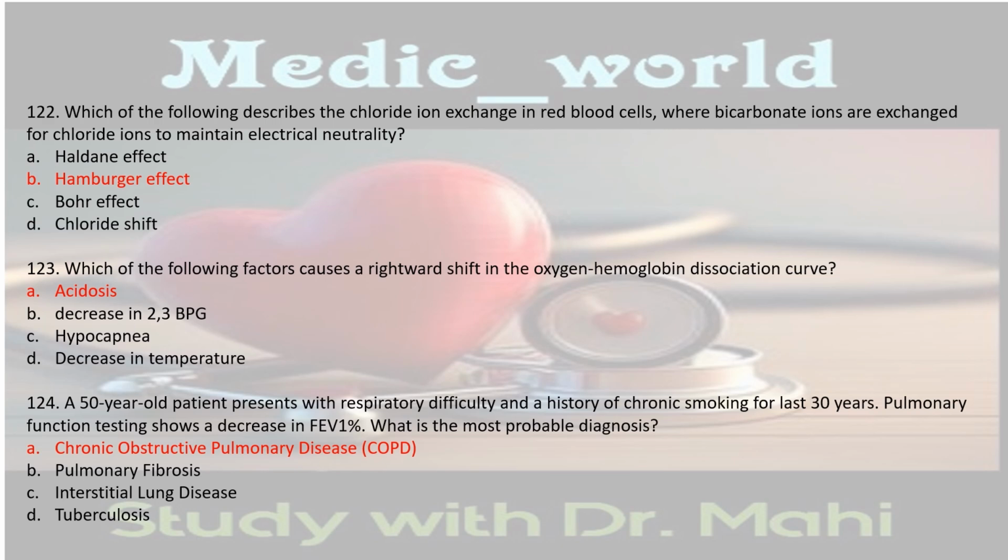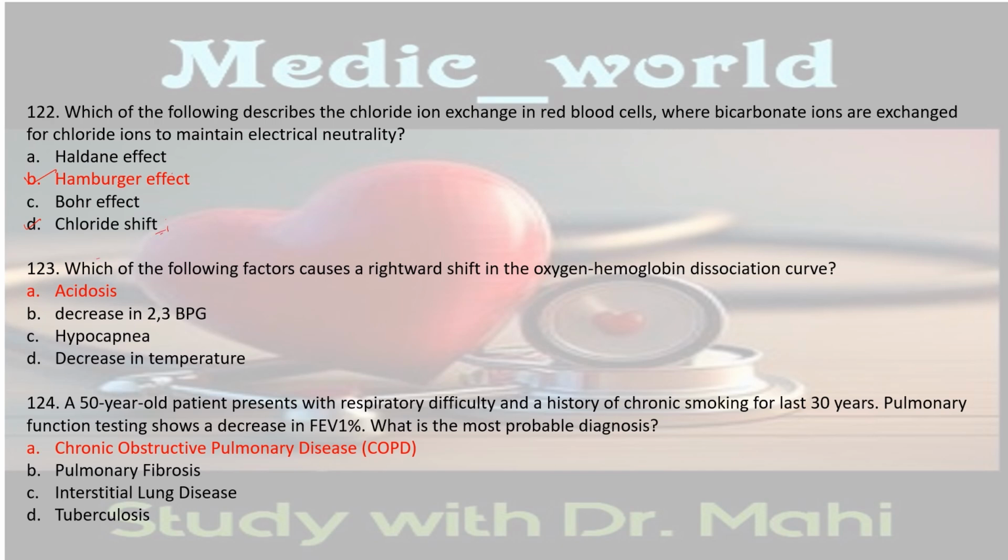Next question. Which of the following describes the ion exchange in red blood cells where bicarbonate ions are exchanged for chloride ions to maintain electrical neutrality? The answer here is Hamburger effect or chloride shift. Only one option was there in the exam.